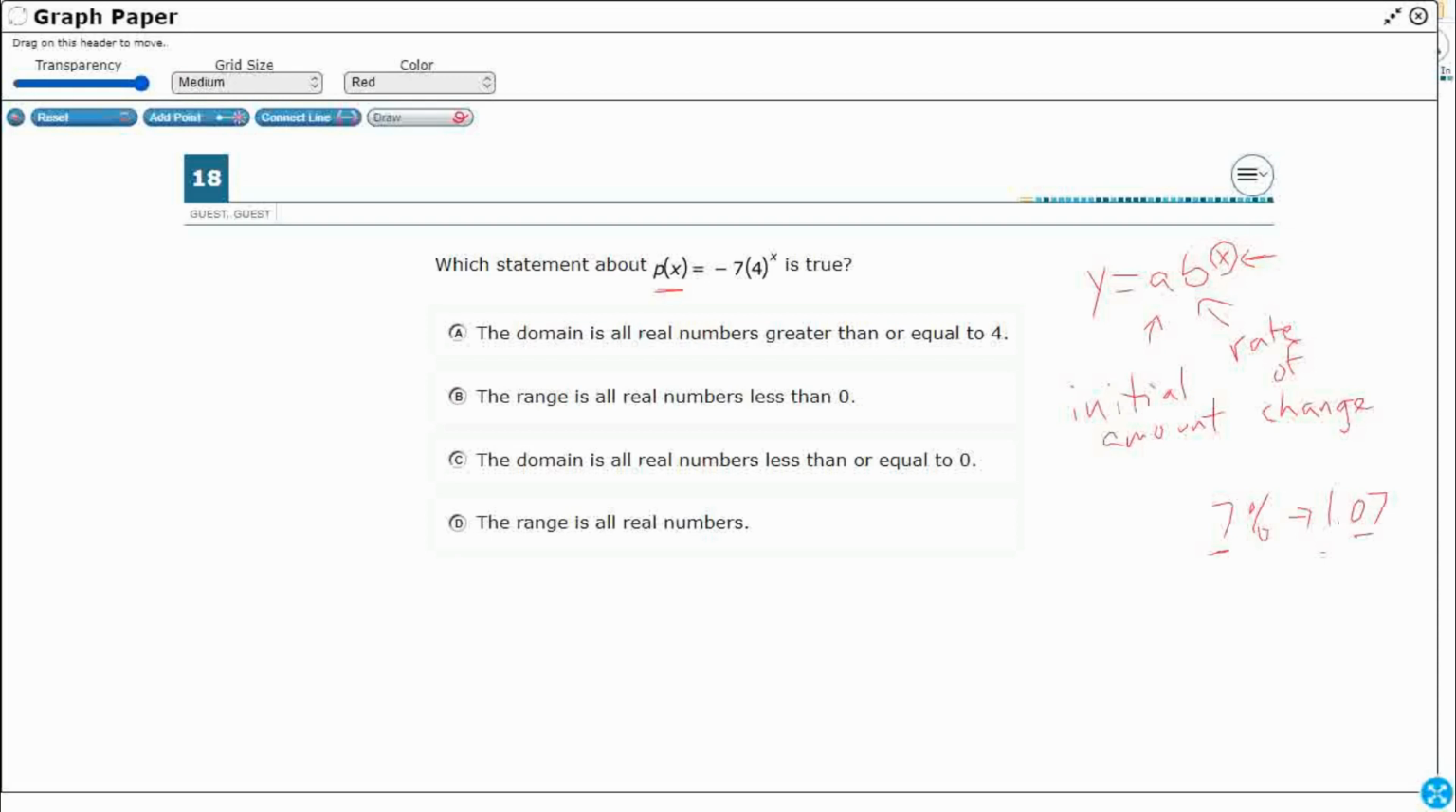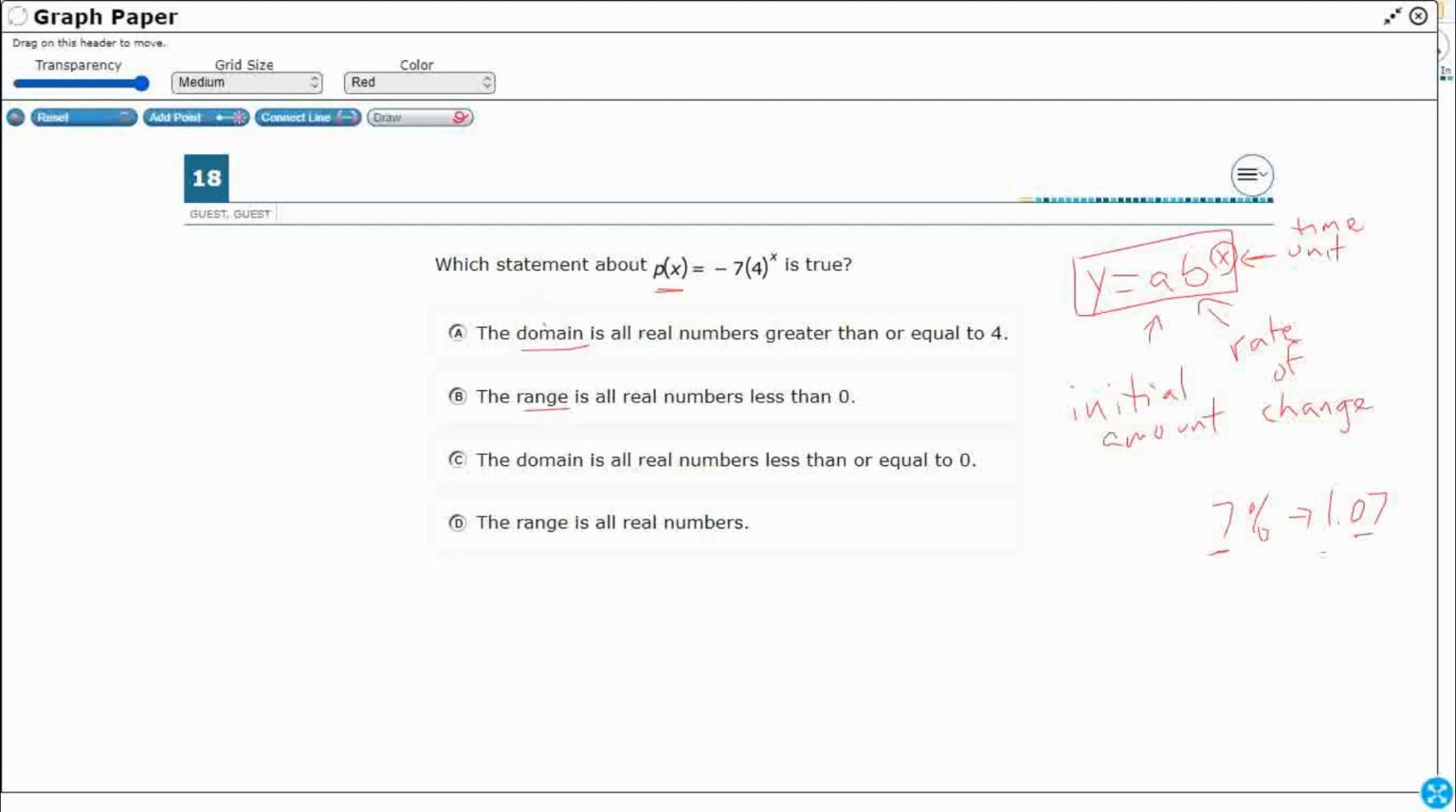And then here is our exponent. This is our time unit. Typically it might be years, or weeks, if we're talking about real-world situations. In this case, we don't have any context, but we are looking for the domain and the range, so we need to have this in the back of our mind. That's just the standard form for an exponential function.